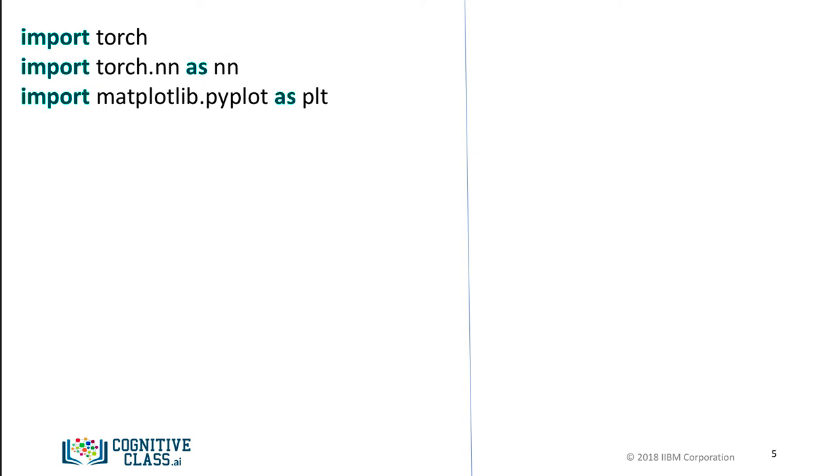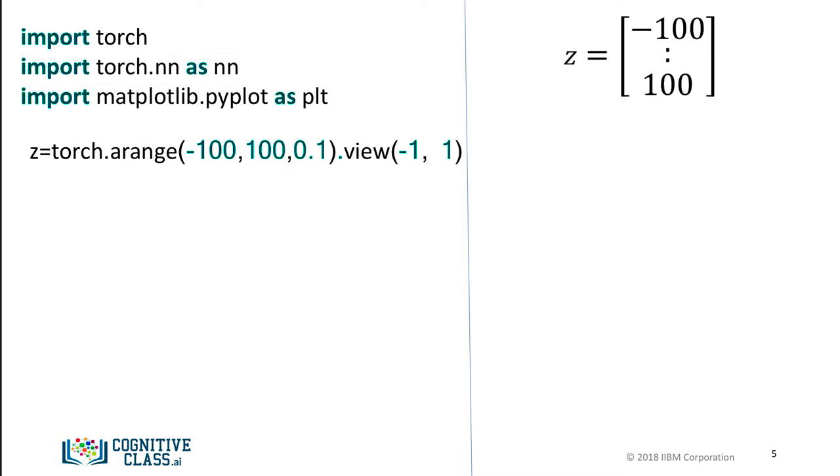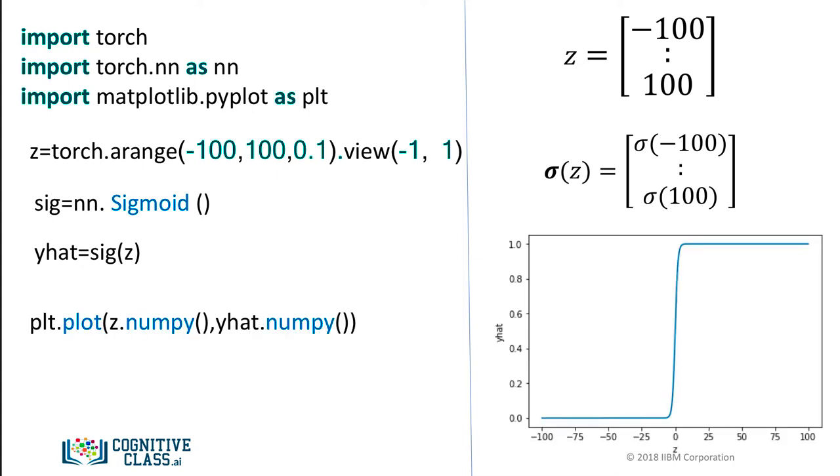The first way is using the module torch.nn. So let's create some data, and we use the object constructor nn.Sigmoid. This creates a sigmoid object. Then we can input our tensor to the sigmoid object, and we get our actual estimate. And there's a plot of it over there.